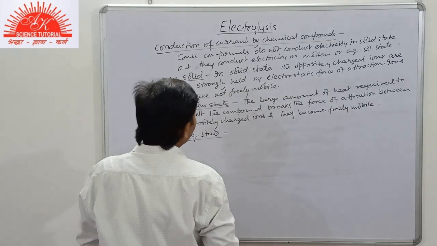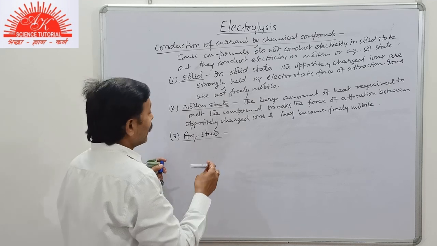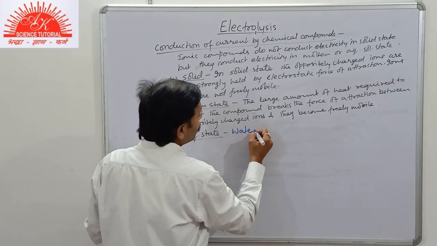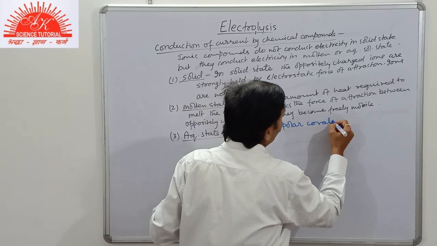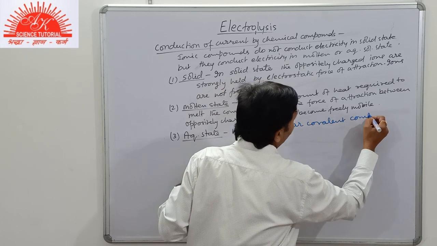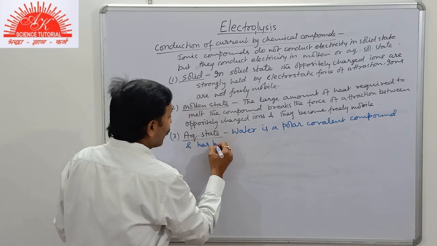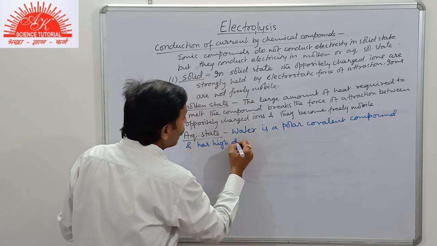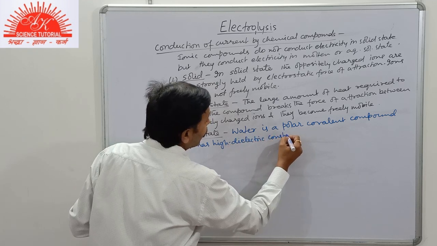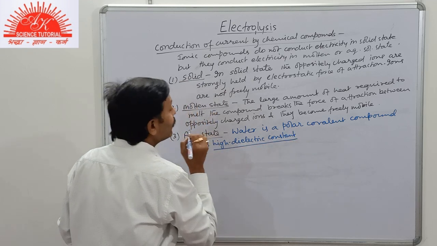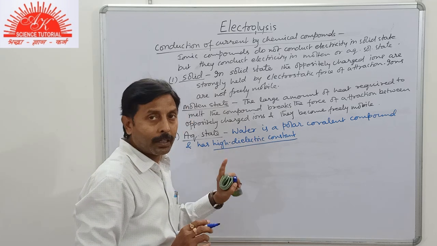One more term which we use here, which we'll study in higher class in detail, is that water is a polar covalent compound and has high dielectric constant. This term, students, you will study in higher class in detail. Dielectric: di means two, electric means charge, polar covalent compound.